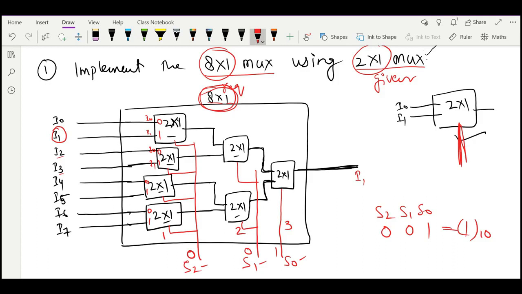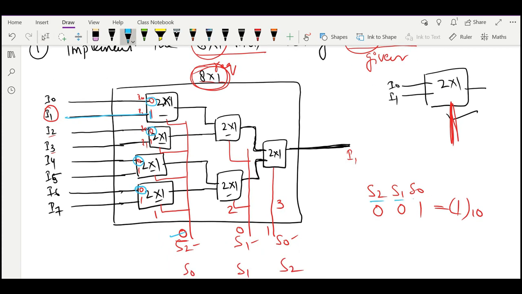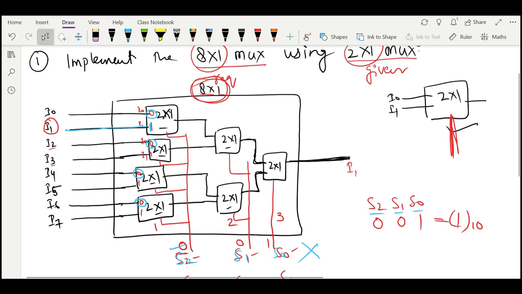Now if we give 0 here, what will happen? It will enable this 0, this 0, this 0 and this 0. So all the 1 lines will be inactive. And if this line is inactive at the first level, then it cannot be the output at the final line. So that's why the select lines cannot be named S2, S1, S0 like this. This is wrong. Once again, why is it wrong? Because if we give 0 here, then these lines will be active, and the other ones which are not circled will be inactive. If it is inactive, then it cannot reach the output. So we have found that S2, S1, S0 is wrong.